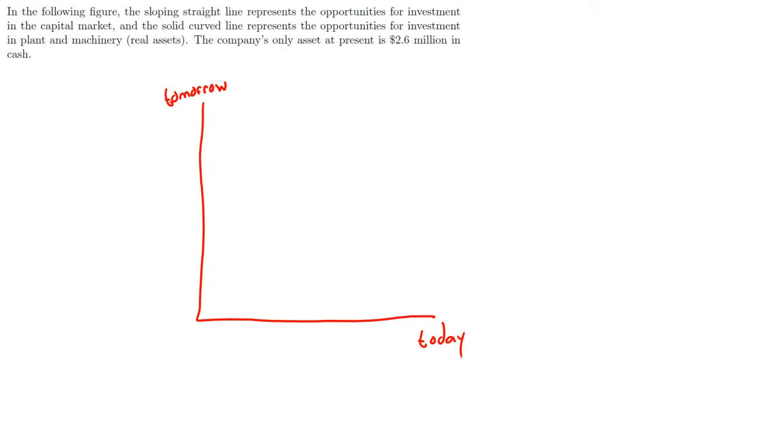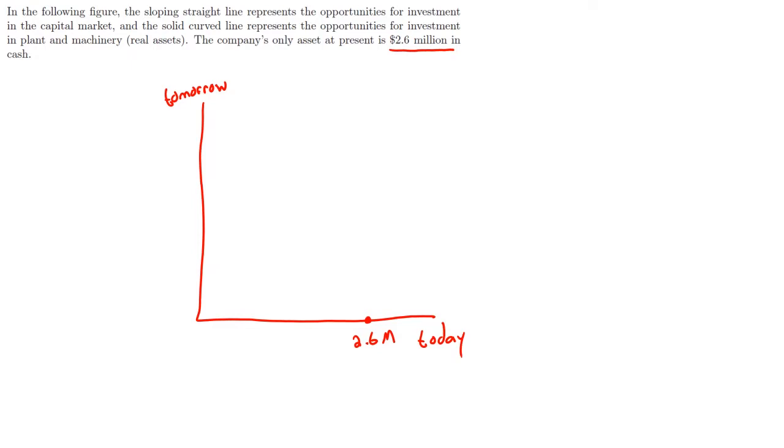And this next part is where we're going to start. The company's only asset at present is $2.6 million. So we know that today this company has $2.6 million. Some people get confused here and say, well, if I have $2.6 million today, doesn't that mean that tomorrow I also have $2.6 million? Well, if you don't do anything, that's true.